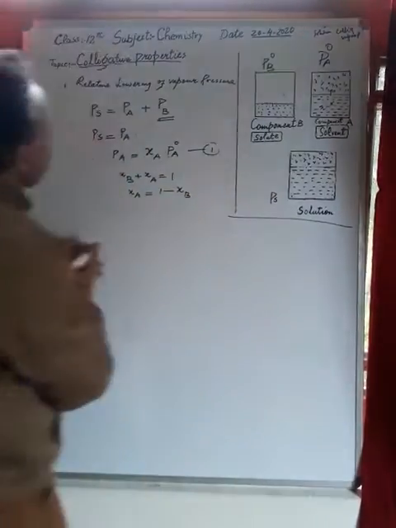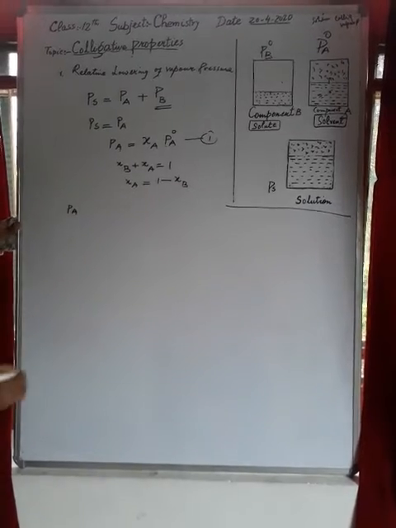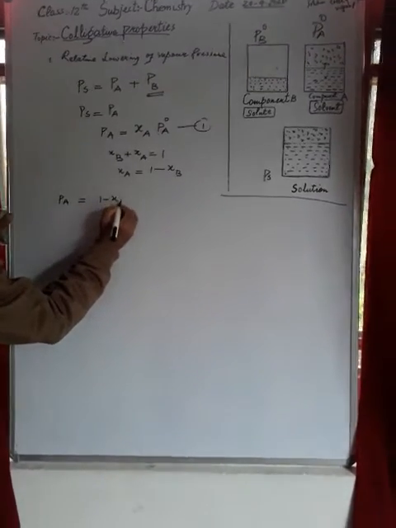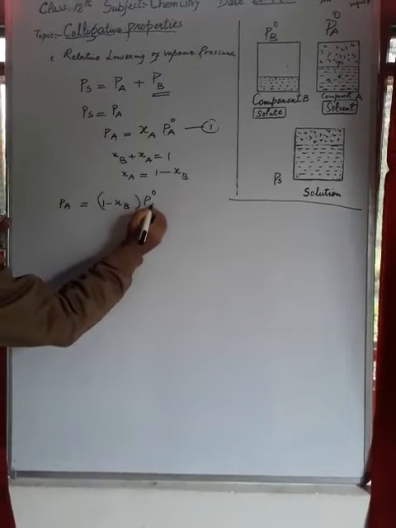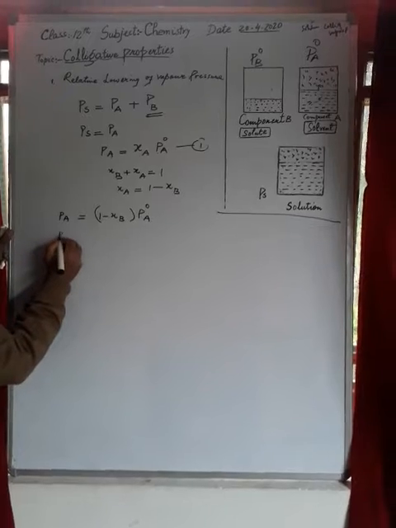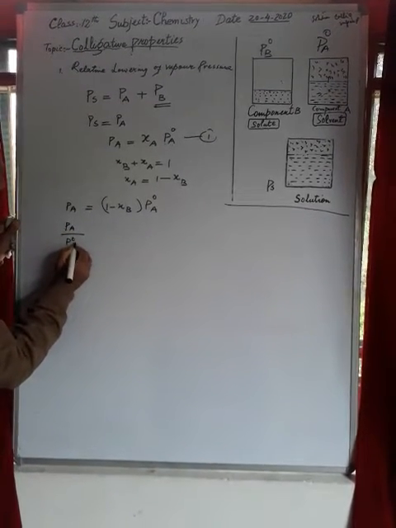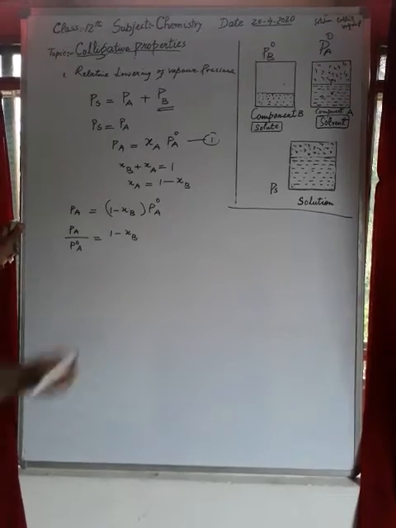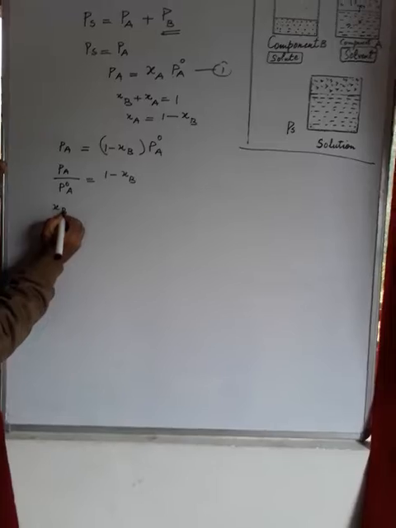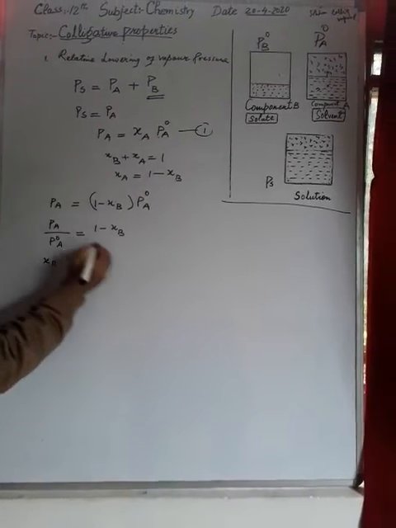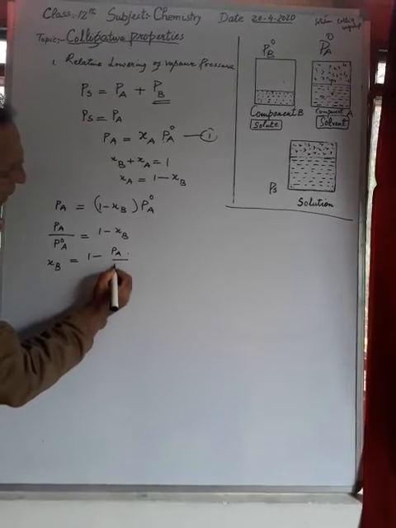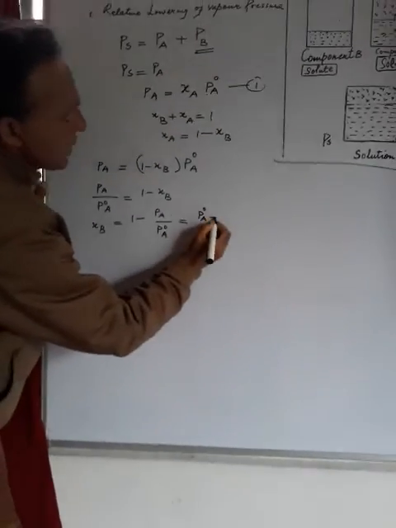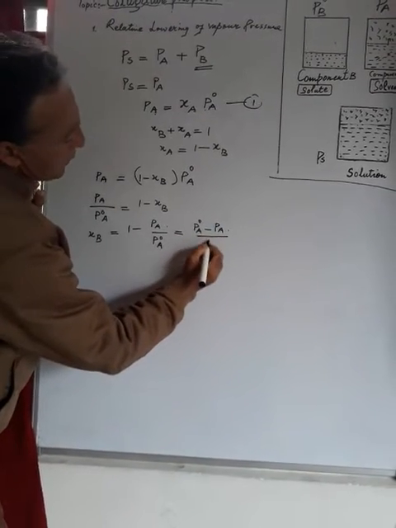Now this equation will become PA is equal to, instead of XA we will write 1 minus XB, into P naught A, and PA divided by P naught A is equal to 1 minus XB. And we take this here, XB is equal to 1 minus PA divided by P naught A. Cross multiplication, P naught A minus PA divided by P naught A.